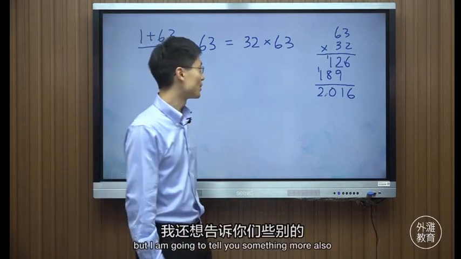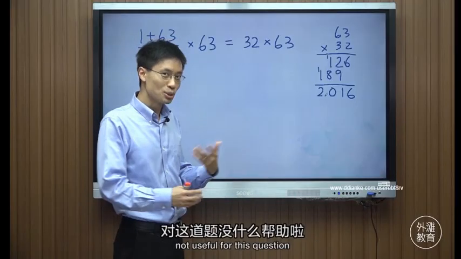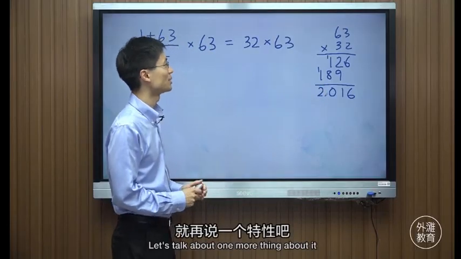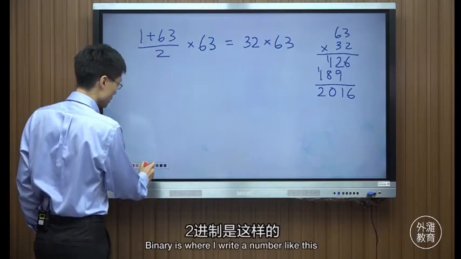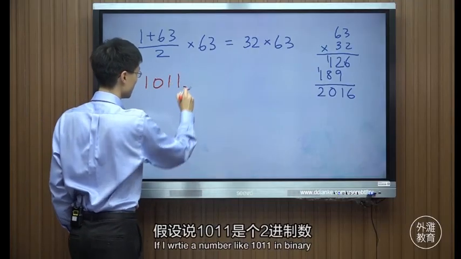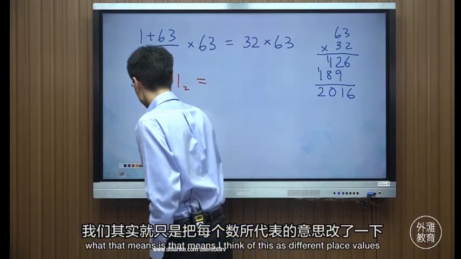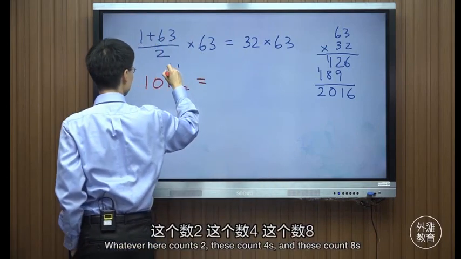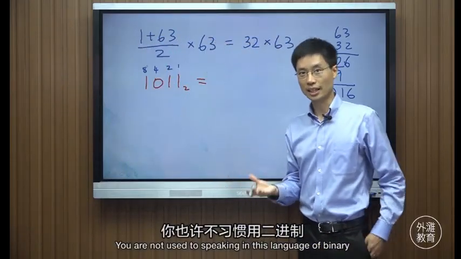But I'm going to tell you something more also. There's another beautiful fact about 2016, not useful for this question, but I'll just share it because once we have chosen this nice number, let's talk about one more thing about it. Have you ever heard of something called binary? Binary is where I write a number like this. If I write a number like 1011 in binary, I think of this as different place values, meaning whatever is here is counting ones, whatever here counts twos, these count fours, and these count eights.